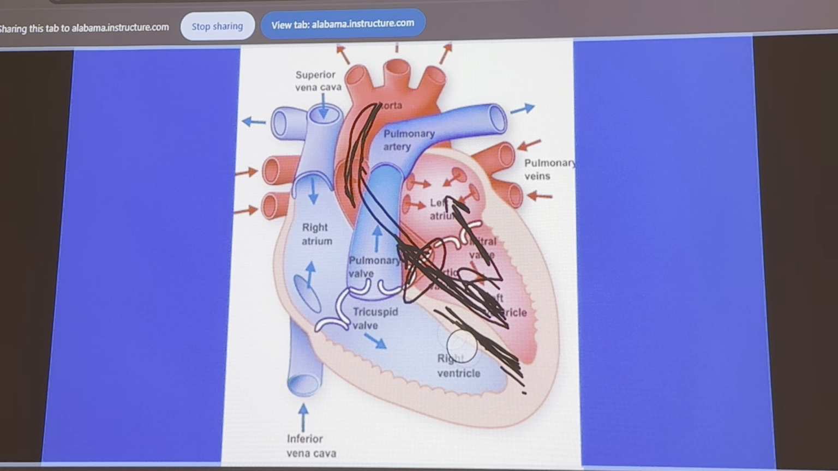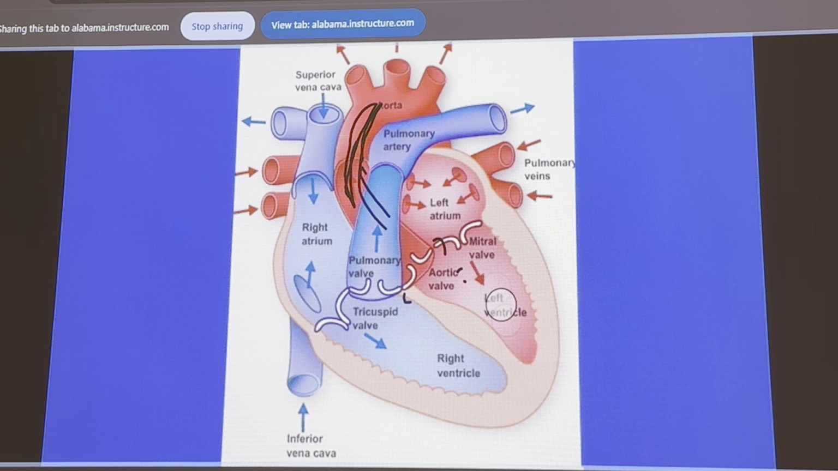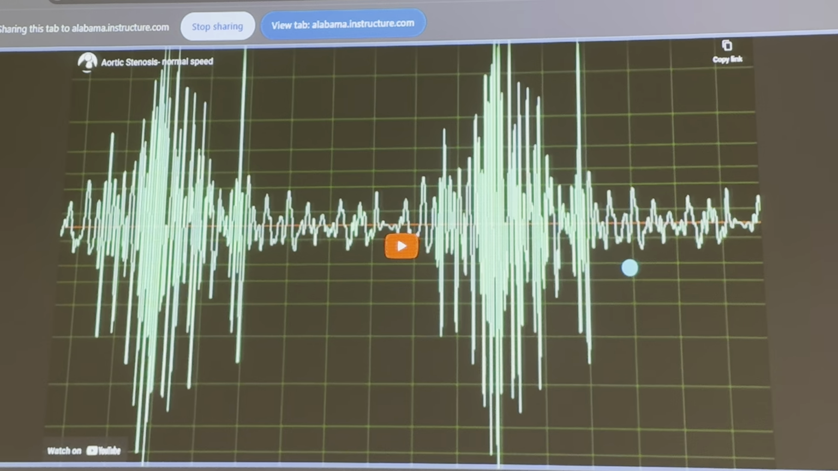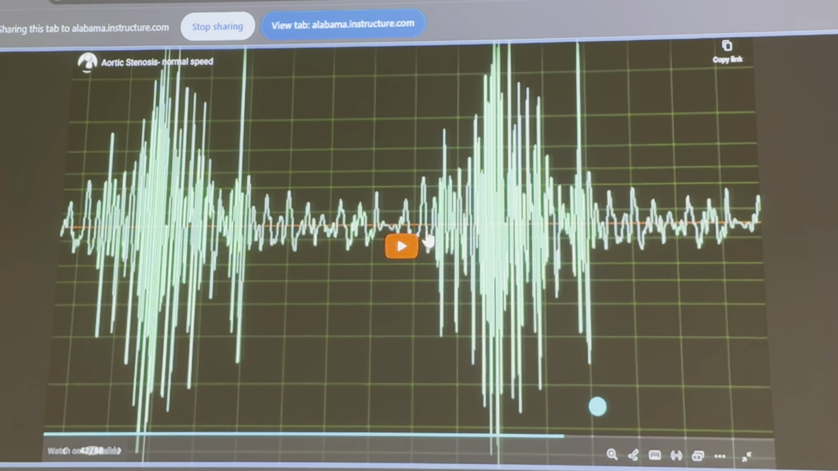Questions about aortic stenosis? Okay. Let's listen to one. It's going to be kind of soft. We'll listen to it anyway.